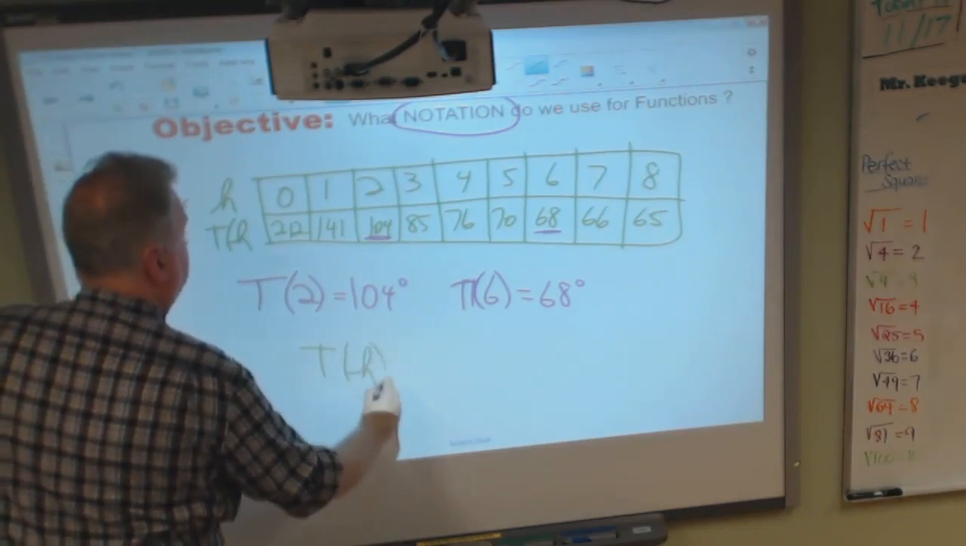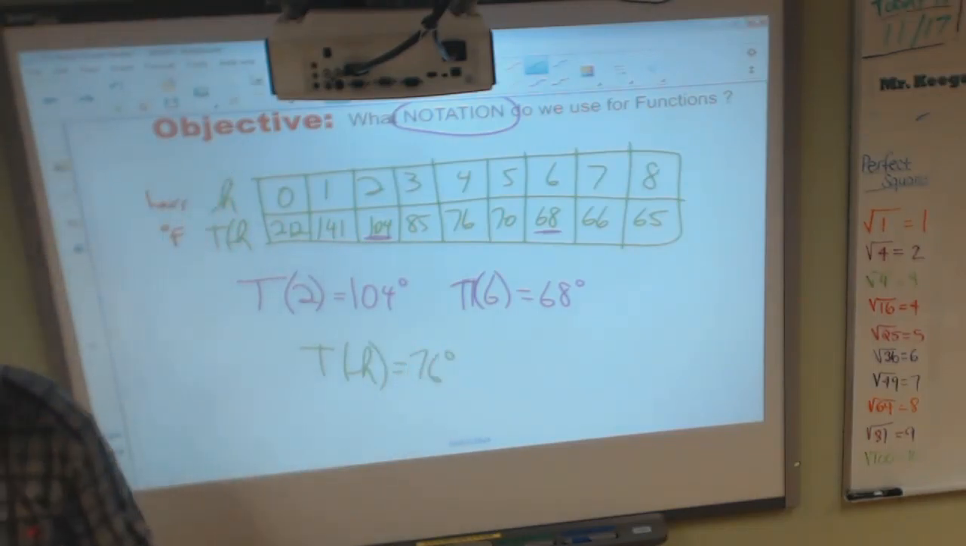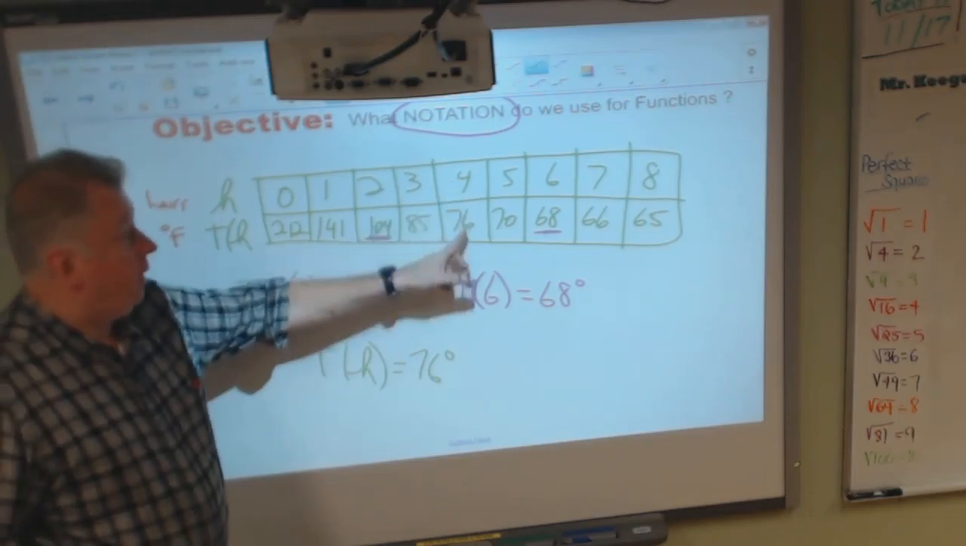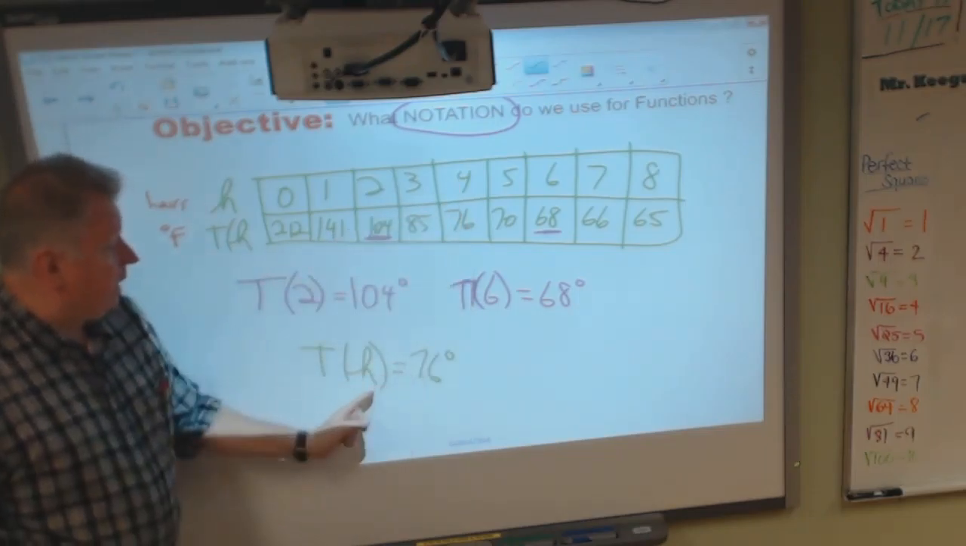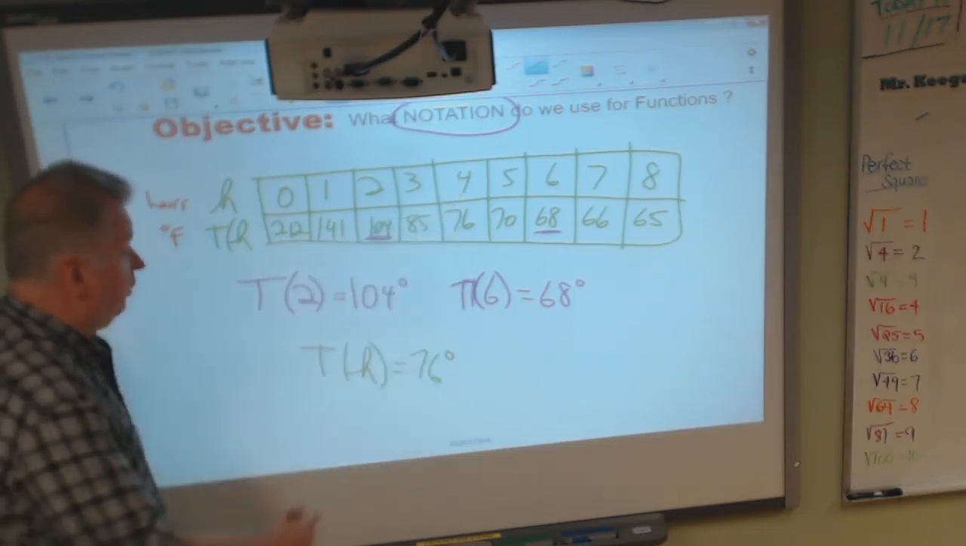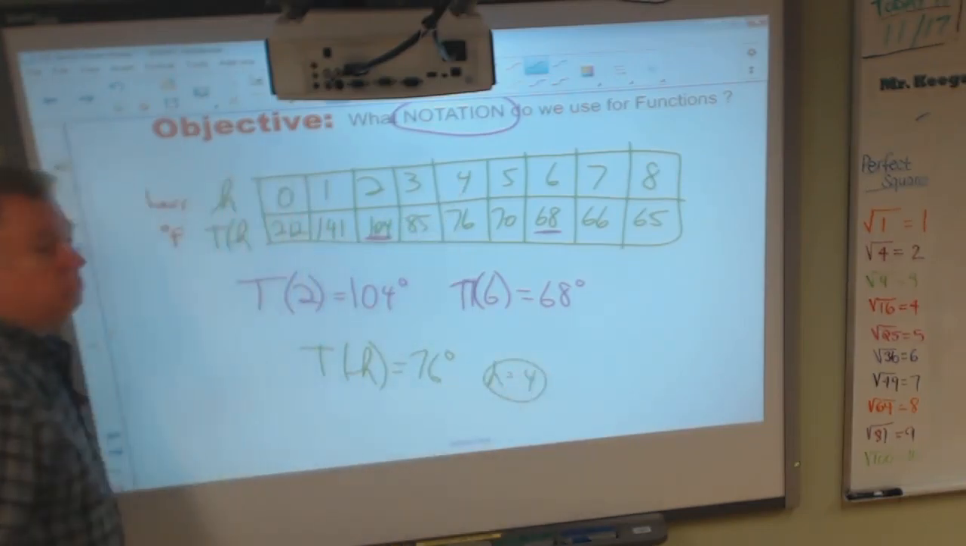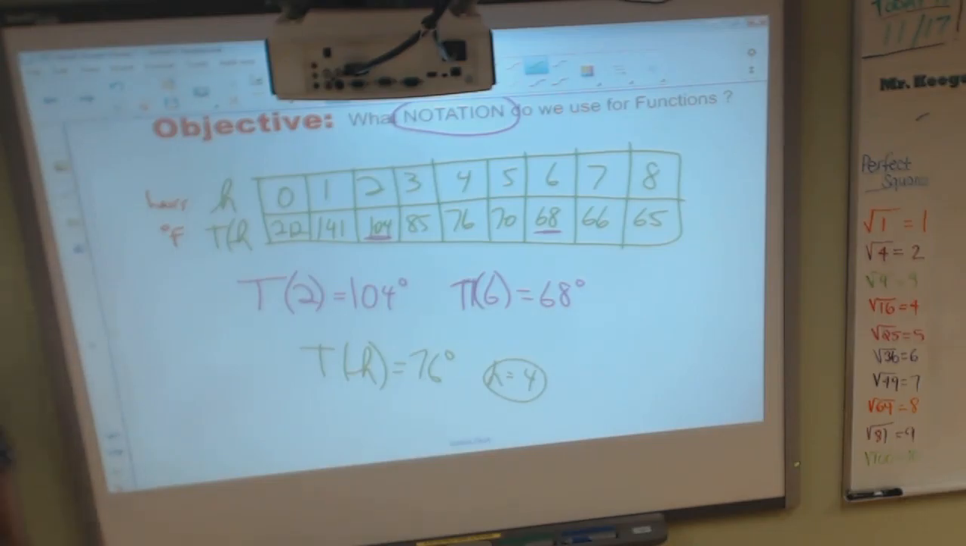Now it says, for what value of H is T of H equal to 76? What would H have to be in order for the temperature to be 76 degrees? Yeah, 4 hours. They're basically saying after how many hours is the temperature 76? Well, here's 76, and it's 4 hours. So you'd say H equals 4. Got it?